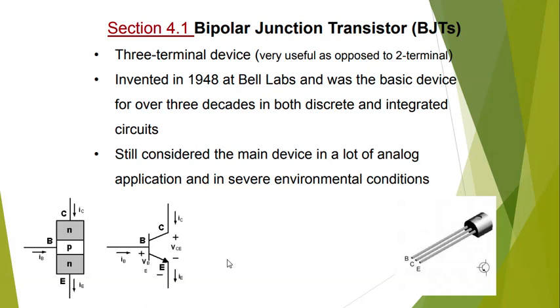In circuits we usually show it like this. Here is the collector, here is the base, here is the emitter. I will explain to you later on why we show it like this. And in graphs or diagrams, it can also be shown like this.